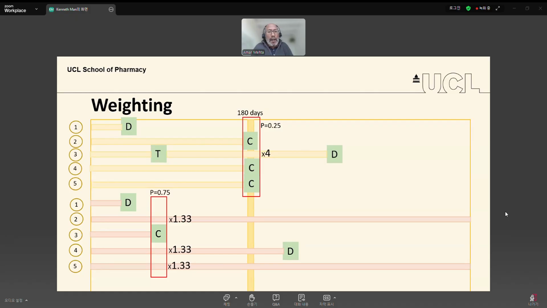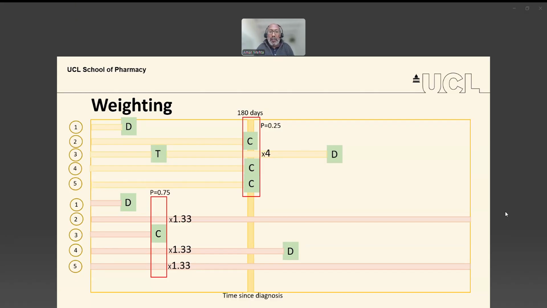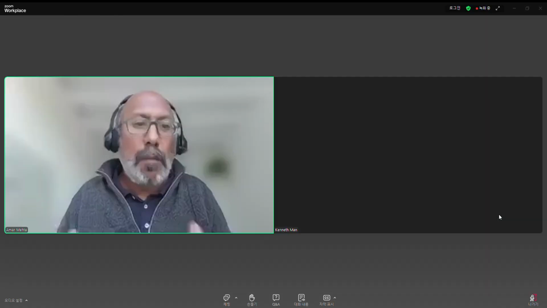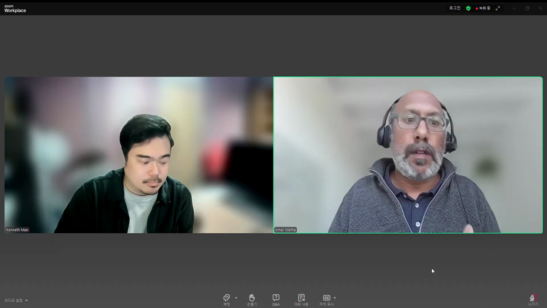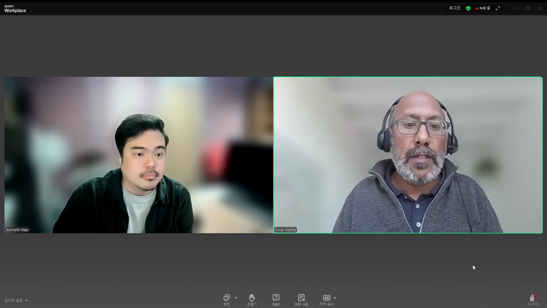Okay, thanks. We weren't able to get through all of the questions. There were so many, but we only have a couple of minutes left, and I wanted to bring up this question that's more about the practical implementation of this approach. In your experience, what are the most common pitfalls or misunderstandings that researchers face when they want to implement the clone-censor-weighting method for the first time?